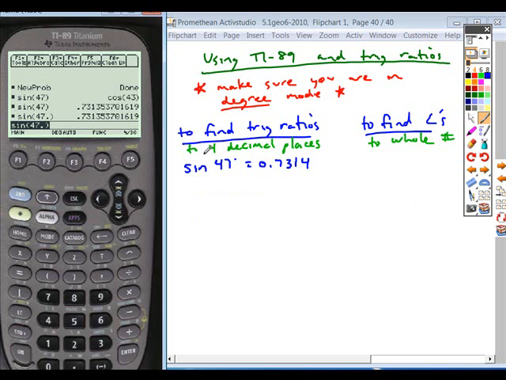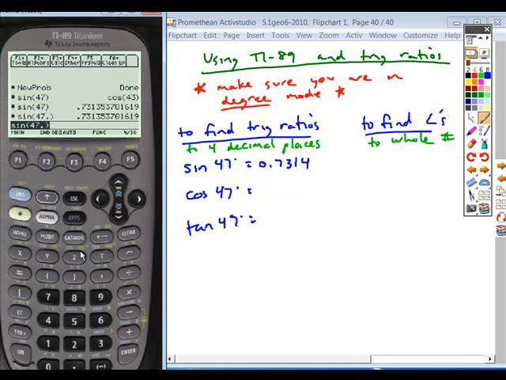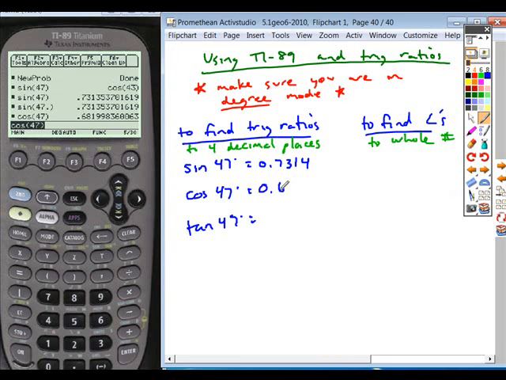Okay, so I want you just to really quickly, on your own, find the cosine of 47 degrees and the tangent of 47 degrees. Make sure that you can do those, please. Second function, cosine, 47. Hit the green diamond or decimal, put it into the decimal form, 0.68.